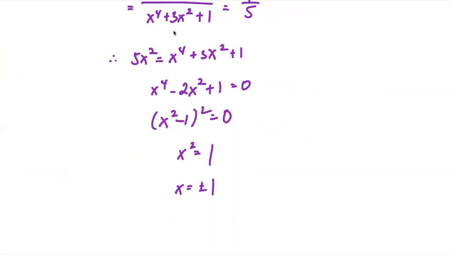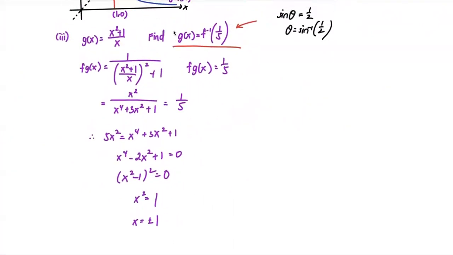Now for this question, should you reject the positive answer or the negative answer? The negative. Okay, the reason is because we are talking about g of x, so you need to follow x is greater than 0. So you need to reject the negative answer. Therefore, x equals to 1.